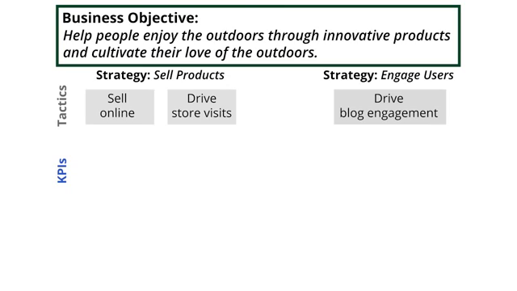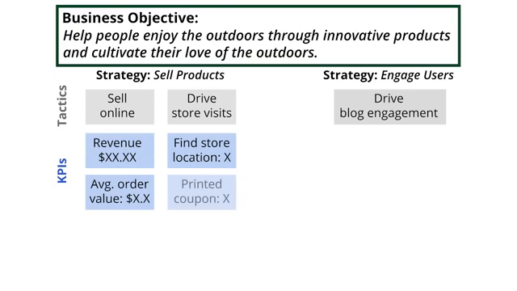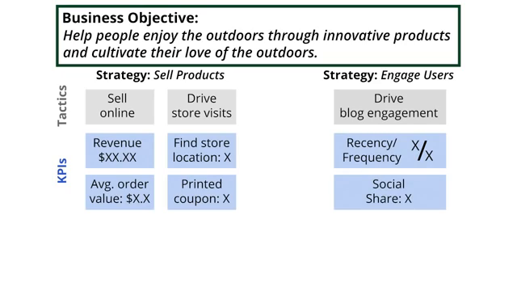In our example business, for selling products, we're going to look at KPIs like how much revenue we're generating and the average order value for each transaction. For the tactic of driving brick-and-mortar store visits, we can look at how many times the store locator on our site is used, or how many times users print a coupon for in-store use. To measure user engagement on our blog, we might look at recency and frequency metrics and whether or not users share our brand content on social networks.